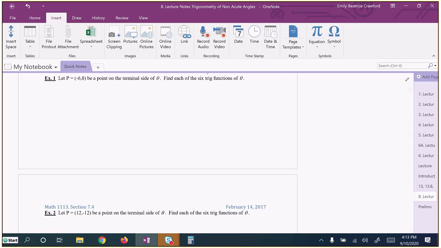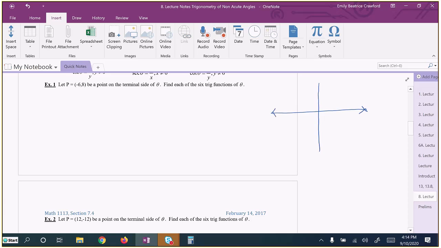So every single time I give you a point and I say that this is on the terminal side of theta, find each of the 6 trigonometric functions. And you are going to start the problem by drawing the angle in the standard position. Okay, so this point is negative 6 comma 8. So x negative, y positive means I am in the second quadrant. So this is my point. Remember what I did, I formed a right angle triangle and I called the x as the base, y as the height, and this is the r, which we're going to find now.